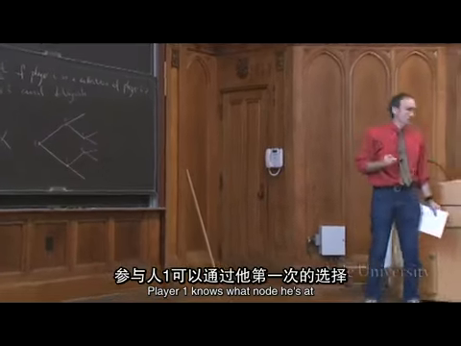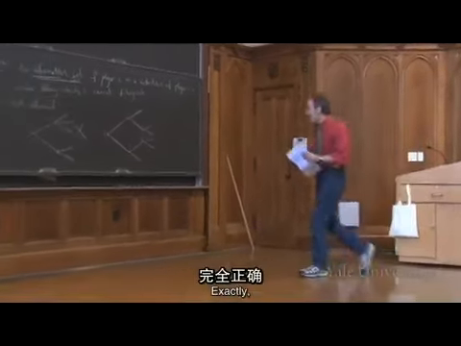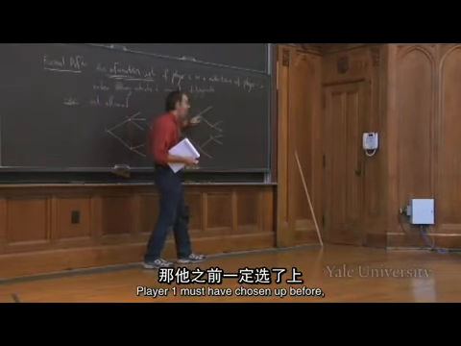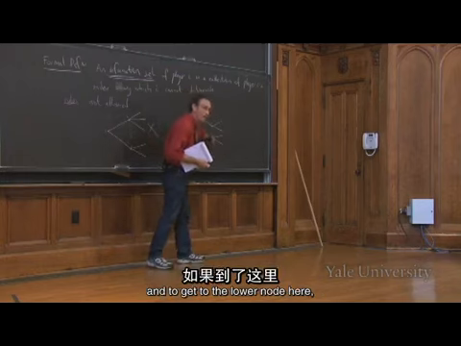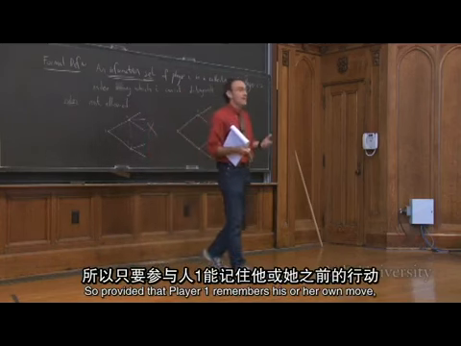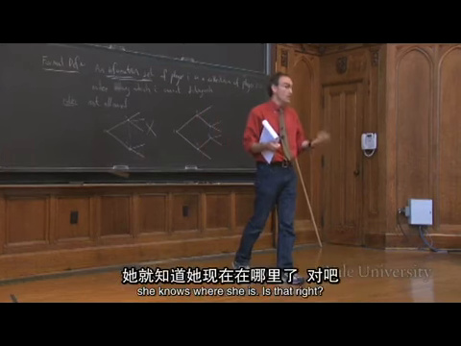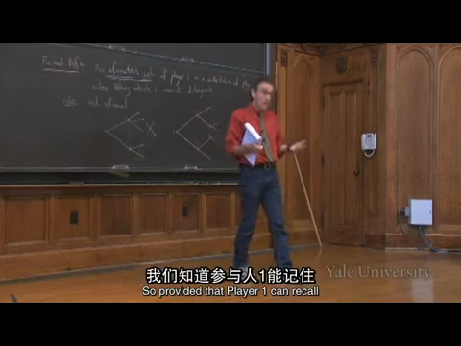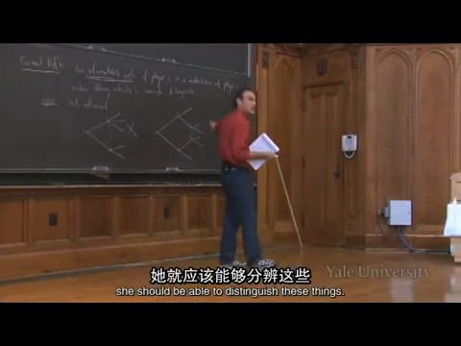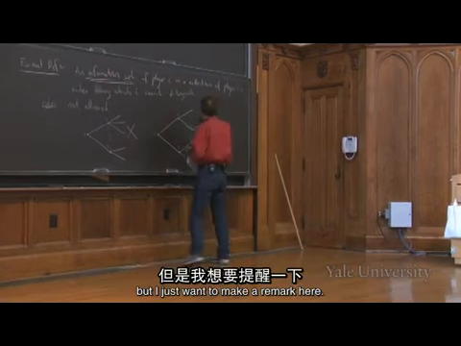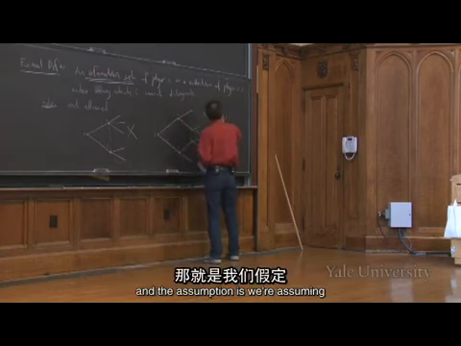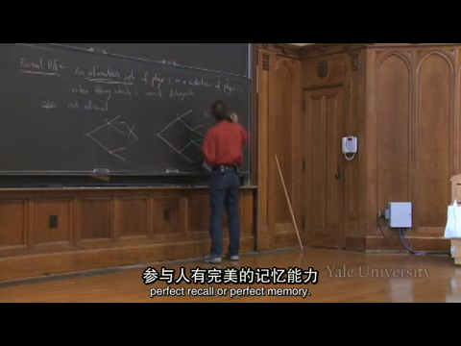Player 1 knows what node he's at based on the first choice that he made. Exactly. So to get to the upper node here, player 1 must have chosen up before. And to get to the lower node here, player 1 must have played down before. So provided that player 1 remembers his or her own move, she knows where she is. Right, so provided player 1 can recall what she herself did earlier on the tree, she should be able to distinguish these things. So we're going to rule this out, but I just want to make a remark here. There's an assumption in ruling it out, and the assumption is we're assuming perfect recall, or perfect memory.